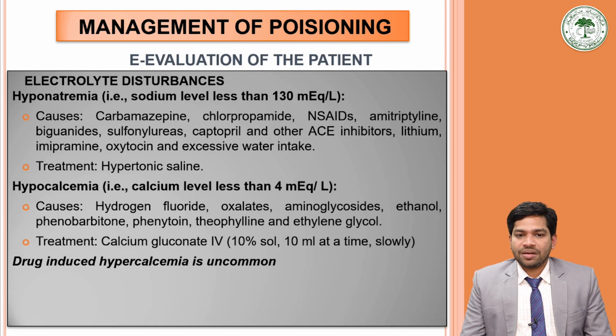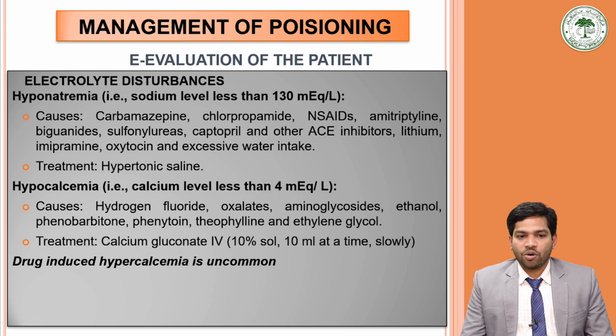Then hyponatremia is said when sodium level is less than 130 milliequivalent per liter. The causes include carbamazepine, chlorpropamide, NSAIDs, amitriptyline, biguanides, ACE inhibitors, lithium, oxytocin, and excessive water intake. The treatment is done by hypertonic saline solution.